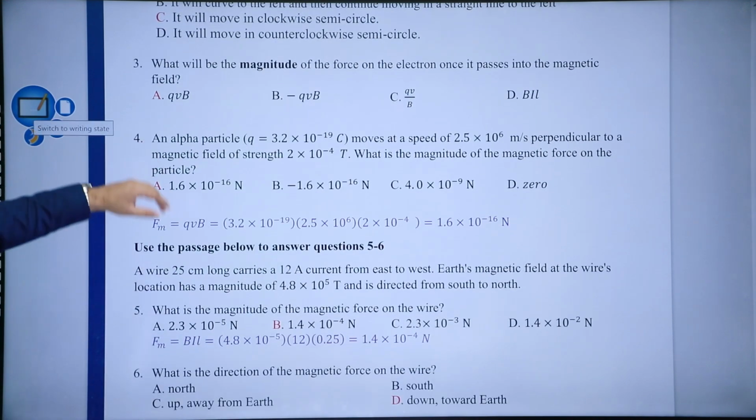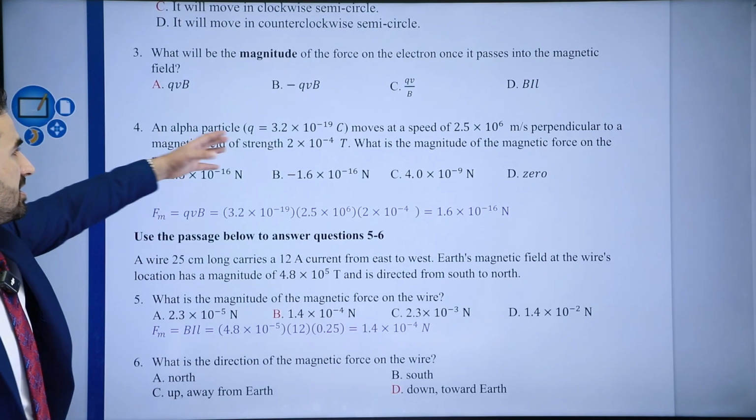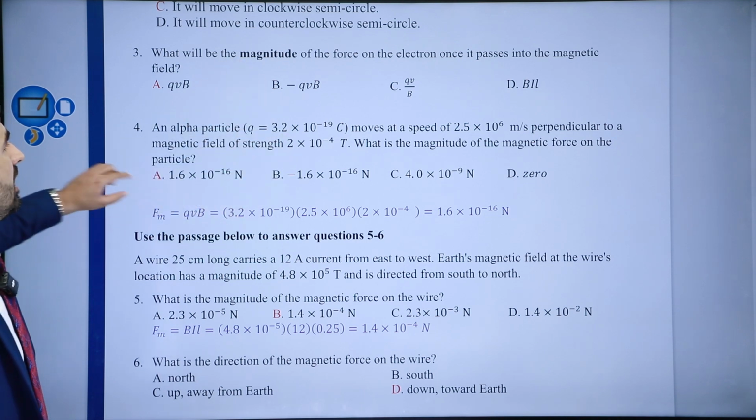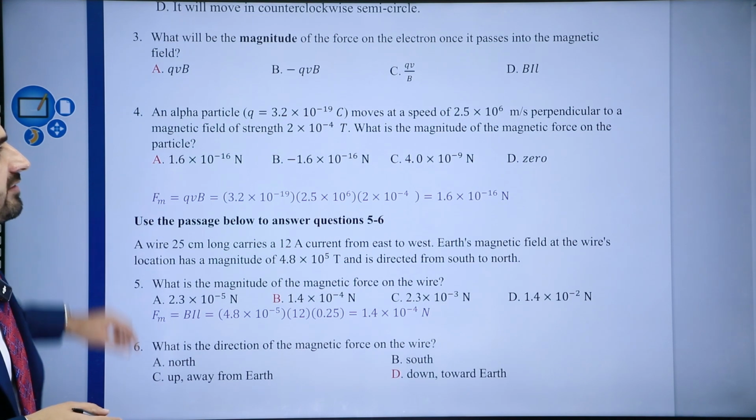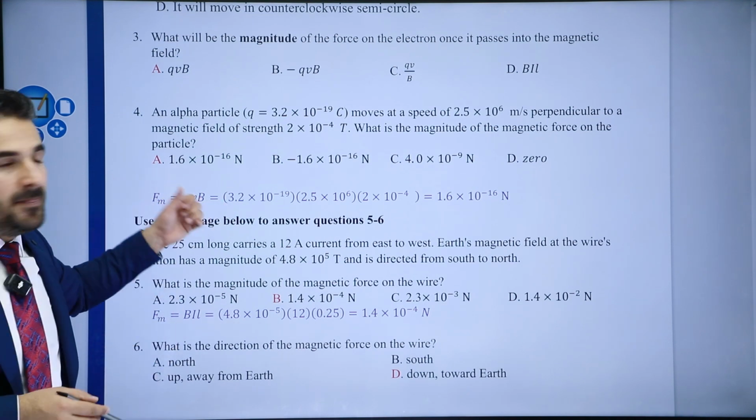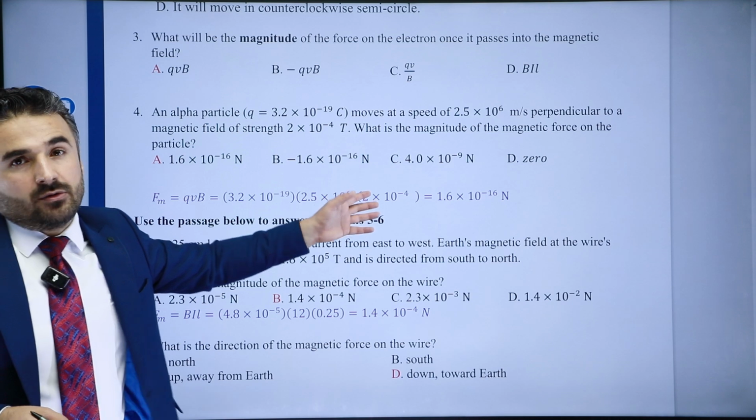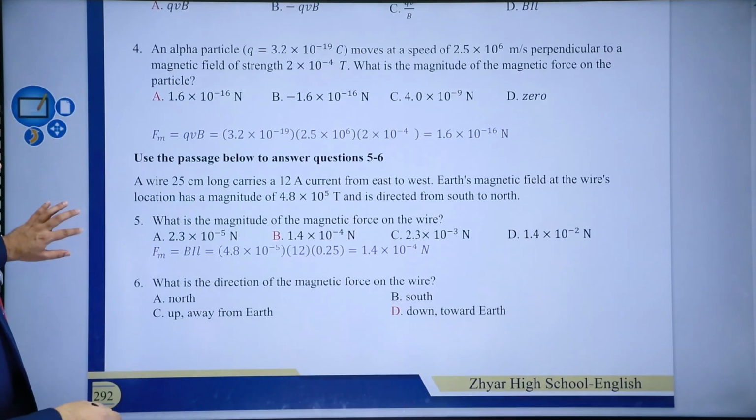Now as for this one, this is easy enough as well. You have the charge, you have the speed, you have the strength of the magnetic field. It says, what is the magnetic force? The equation is magnetic force equals QVB, and then of course do the math, you will find the answer.